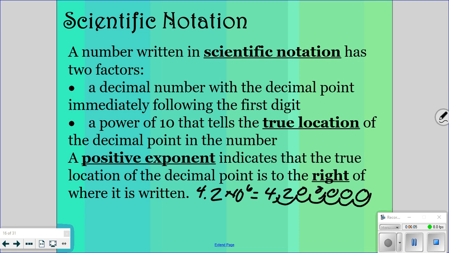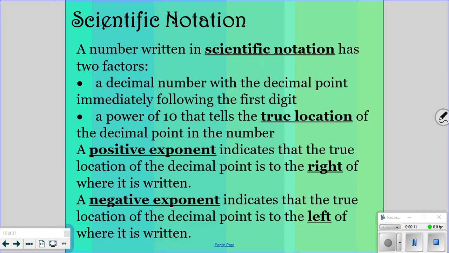So 4.2 times 10 to the 6 is really 4,200,000. And if you have a negative exponent, it means that the decimal is to the left of where it was written. So if I had 4.2 times 10 to the negative 2, you would write your 4.2, and then you're going to go to the left 2 places. So it'd be 0.042.